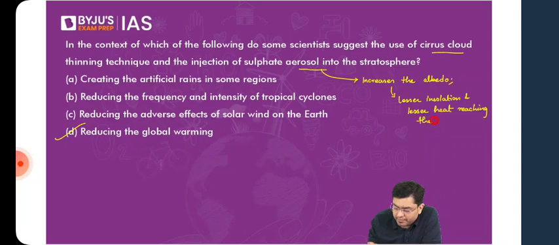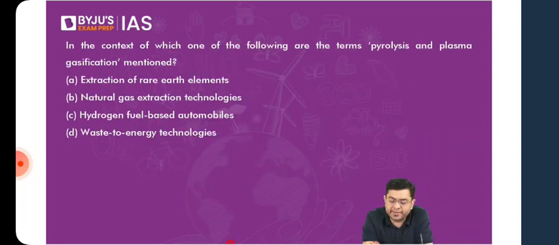Okay. Then, in the context of which one of the following are the terms pyrolysis and plasma gasification mentioned? Extraction of rare earth elements, natural gas extraction technology, hydrogen fuel-based automobiles, or waste-to-energy techniques. For which of them are pyrolysis and plasma gasification used?